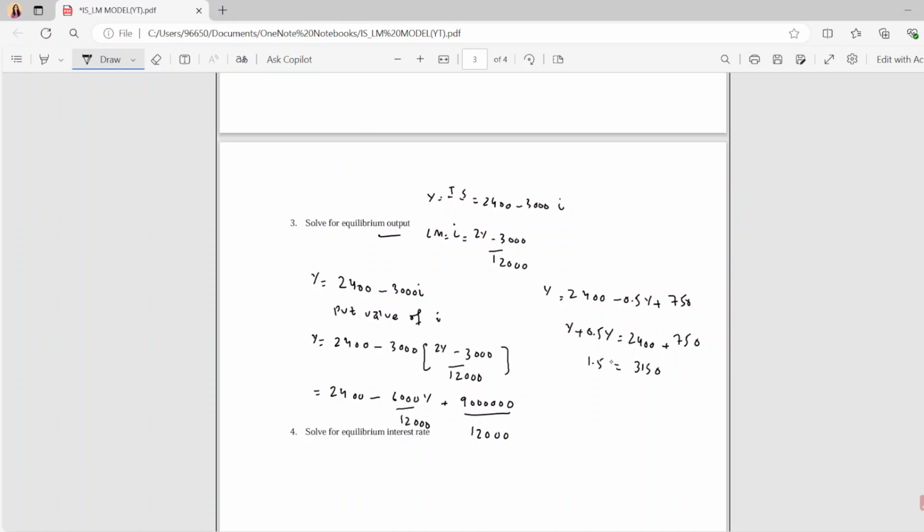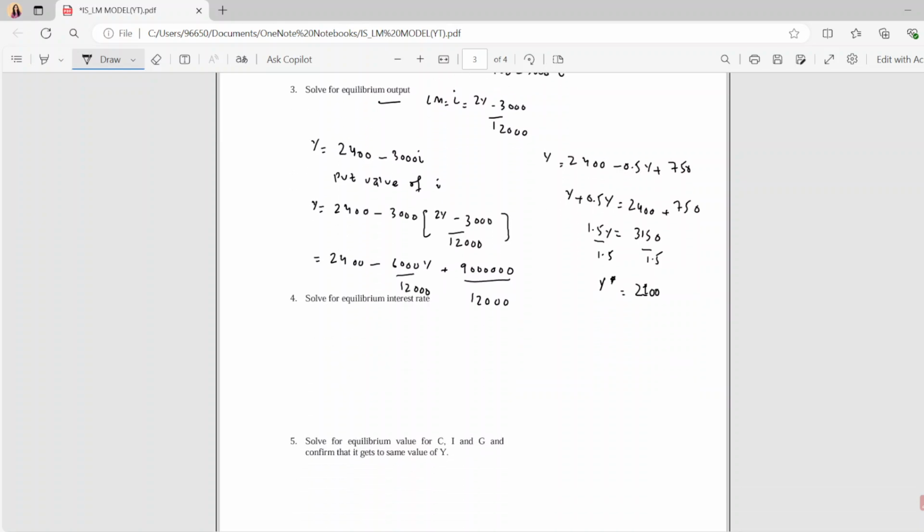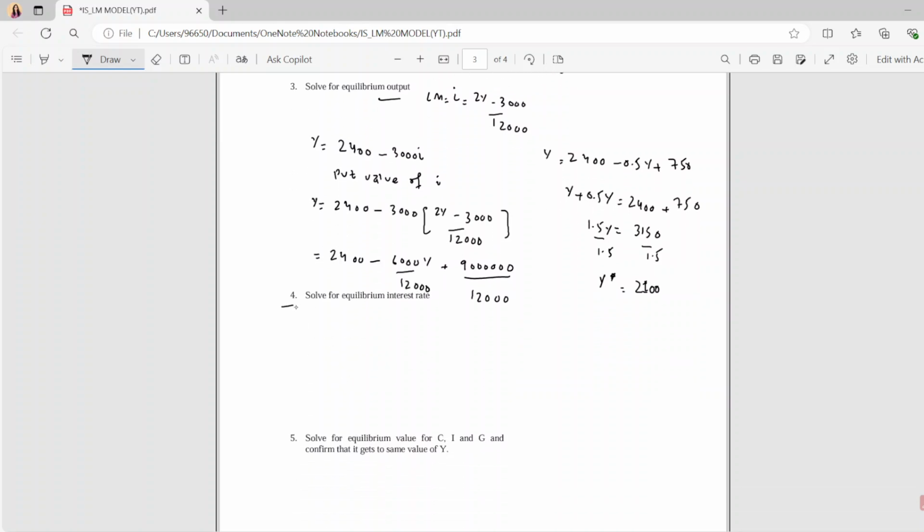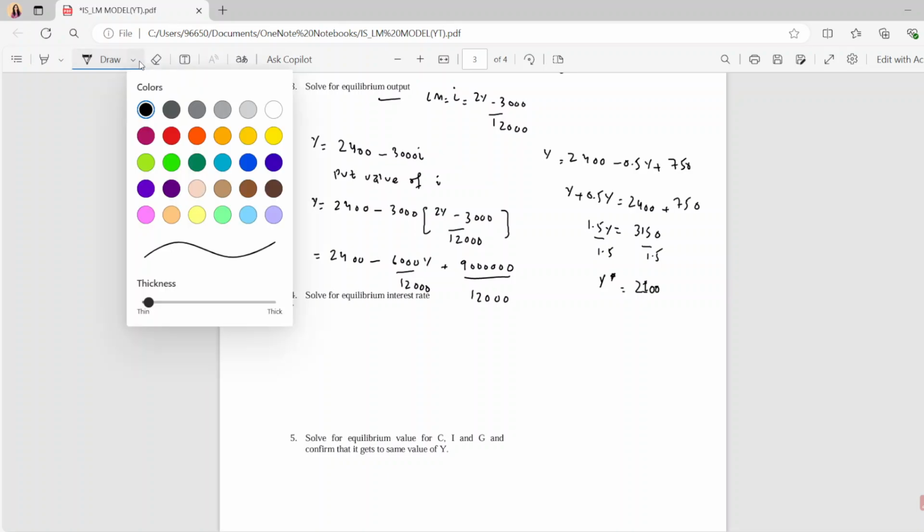3150 over here, and now divide by 1.5 on both sides. This is the equilibrium output, which is 3150 divided by 1.5, and that gives us 2100 as the equilibrium output using the values given to us. Moving on to question 4. Now you're supposed to find the equilibrium level of interest rate.